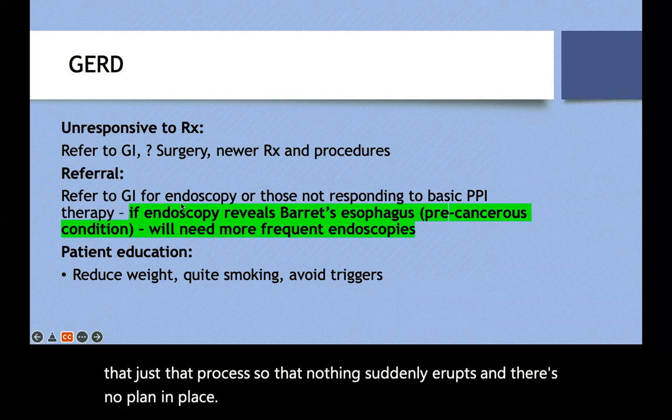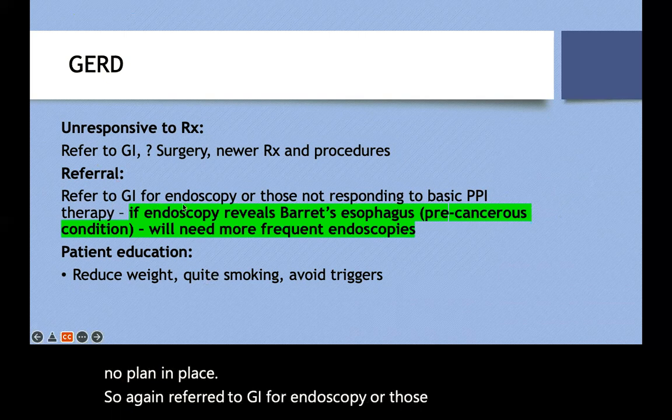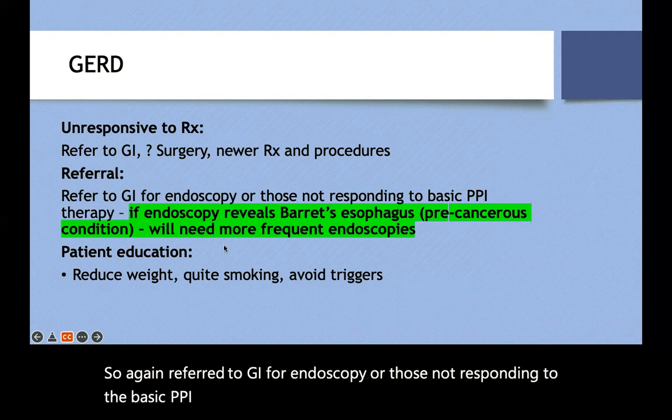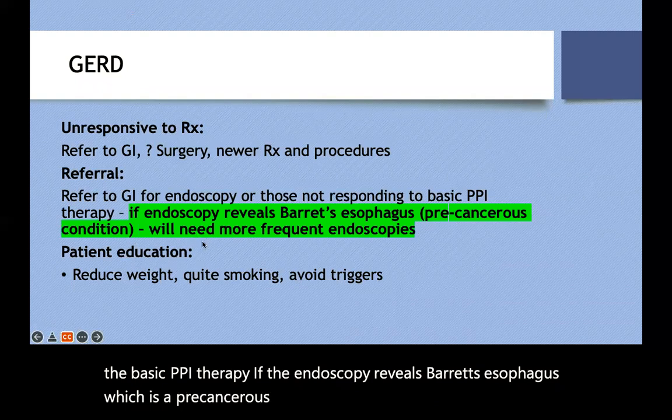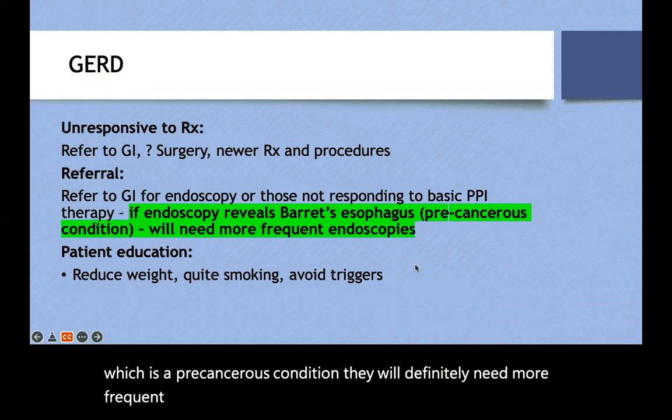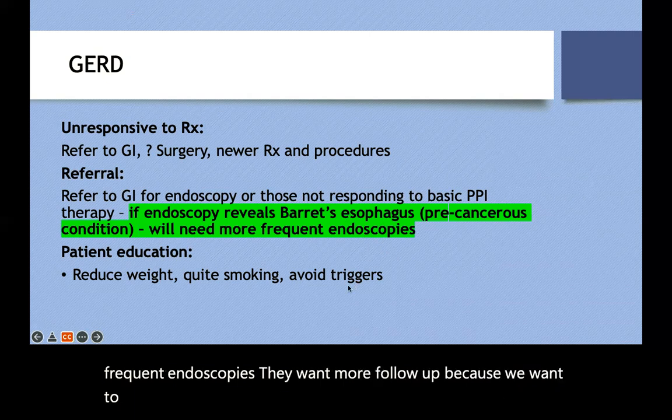So again, refer to GI for endoscopy for those not responding to the basic PPI therapy. If the endoscopy reveals Barrett's esophagus, which is a precancerous condition, they will definitely need more frequent endoscopies. They want more follow-up because we want to make sure this doesn't get worse.